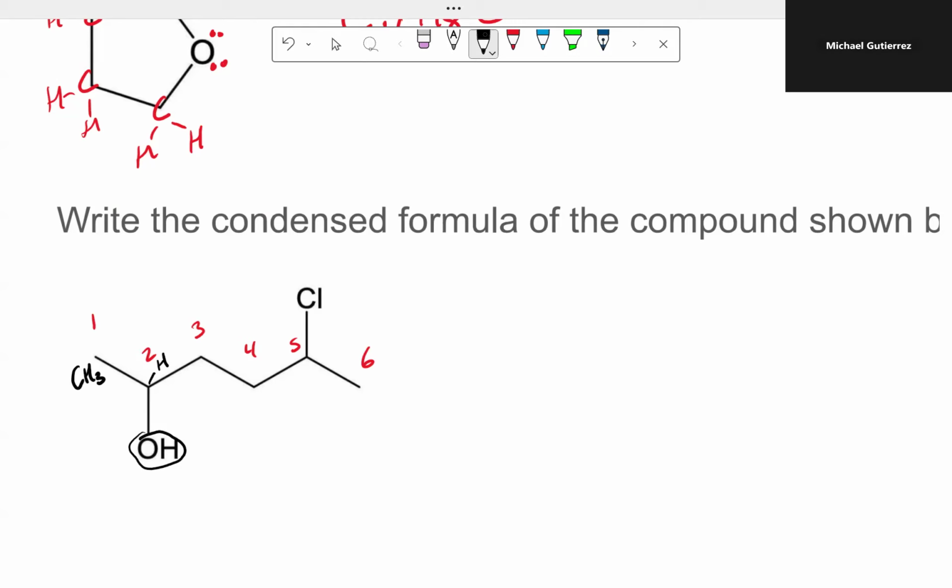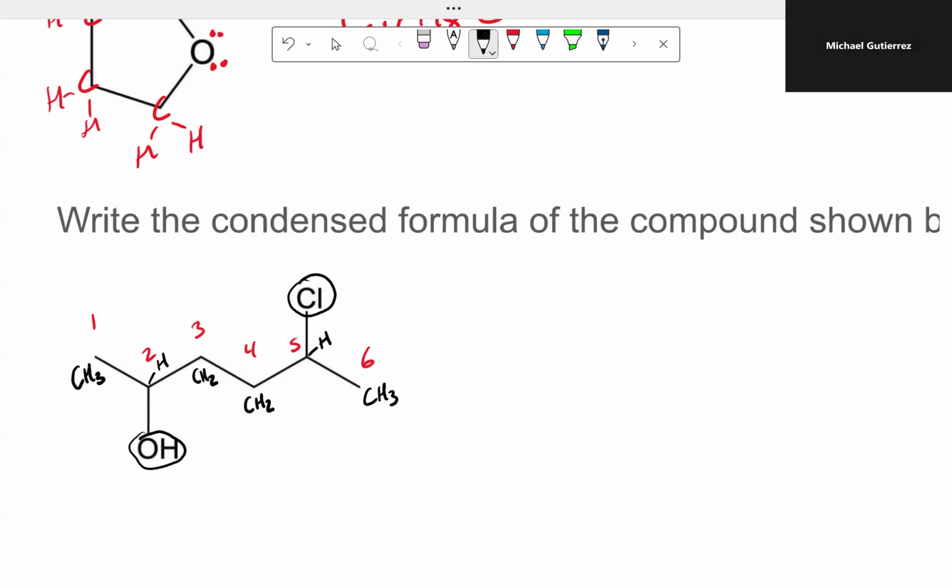Carbon 3 has 2 bonds to it, so I know it's got to be CH2. Carbon 4 has to be a CH2 because it's only got 2 bonds to it, so the other bonds are occupied by hydrogens. Carbon 5 is very similar to 2 because I've got another group hanging off of it, and so it's going to have 1 hydrogen on it. And then 6 is like 1, where it's going to be a CH3.